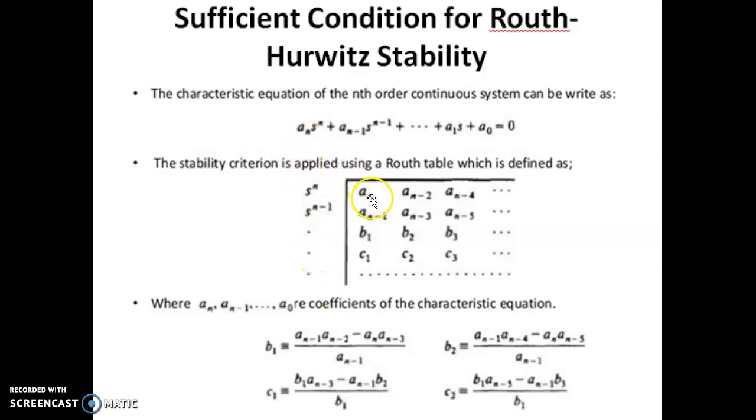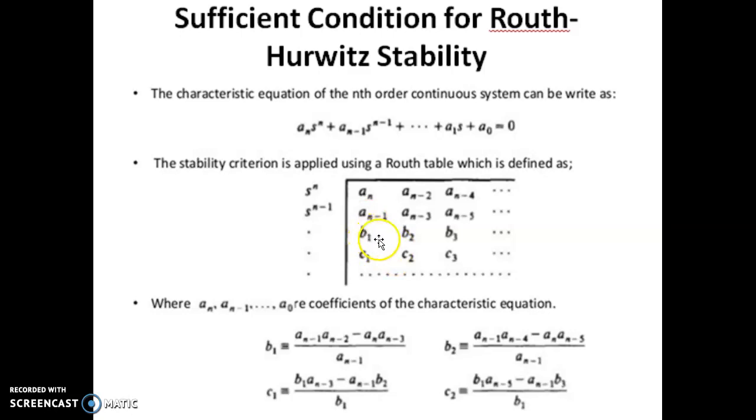Then an will be here, an minus 1 at the bottom, an minus 2 next, again an minus 3, an minus 4, an minus 5. Like that it continues down, right? Usually we will have the highest order coefficient in an odd or even number row, and similarly here an even or odd number row depending upon the order. So these two rows are from the characteristic equation.